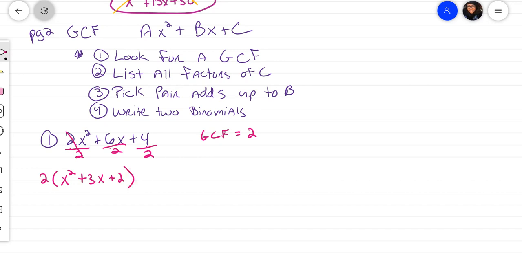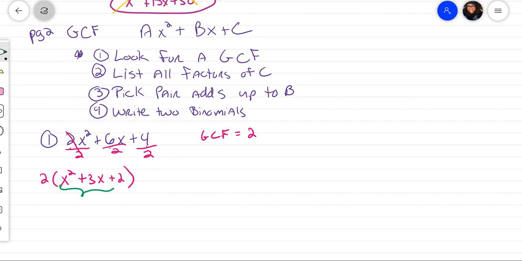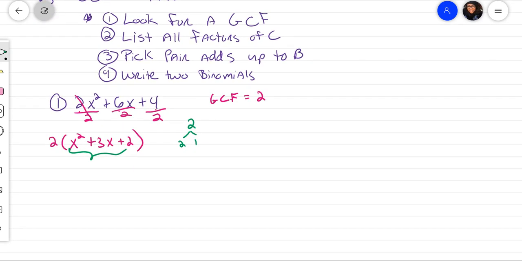So the 2, again, has to be on the outside. The GCF must be part of the factoring. It has to be there. Now, after that, you approach it like we do the other ones. All we're focused on now is the trinomial. We're not worried about the GCF. So from the trinomial, we're looking at C, which is 2. And we need all factors of C. In this case, the only factors are 2 and 1. And we pick the pair that adds up to B. B in this case was 3, so this works, because 2 plus 1 is 3.